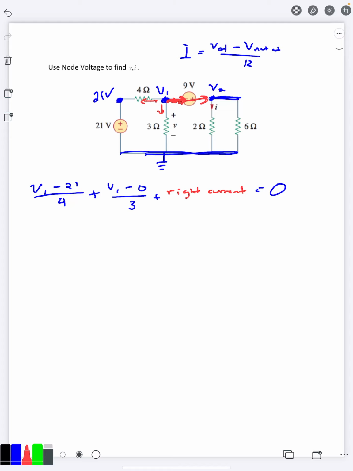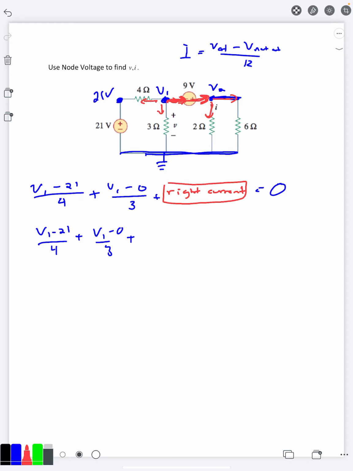And we know from Kirchhoff's current law that whatever current's coming in here is going to be the same as the current going down and the current going right on that side. So what we're going to do is replace this here using Kirchhoff's current law. So we still have the (V1 minus 21) over 4 and the (V1 minus 0) over 3.